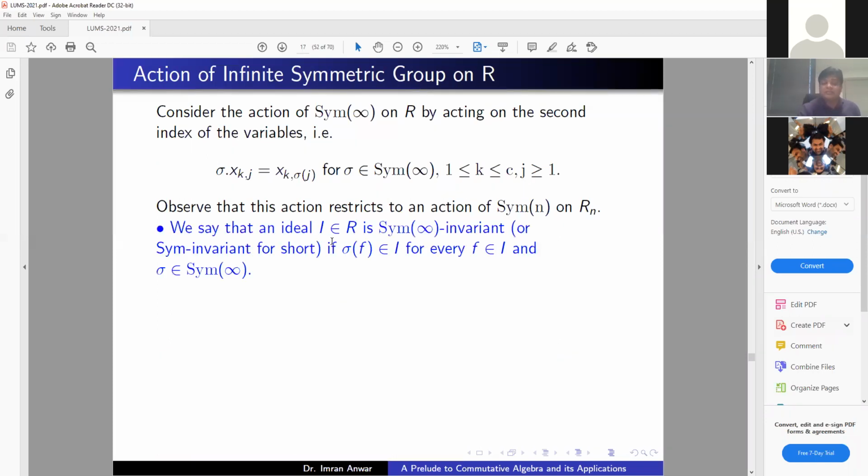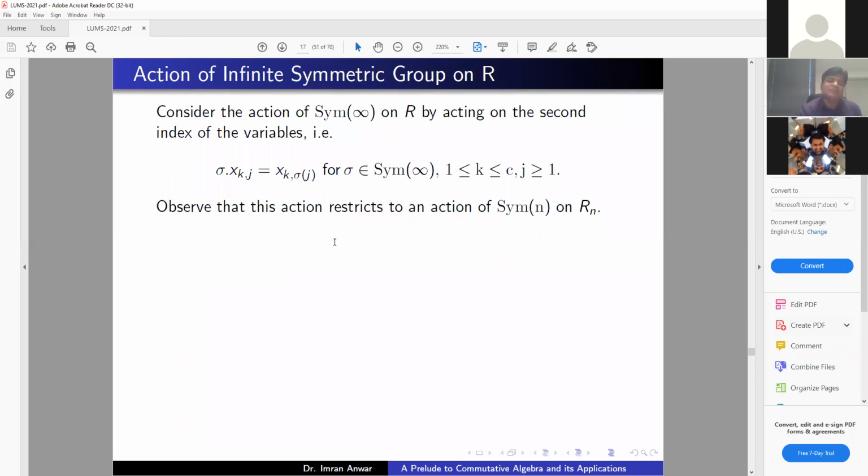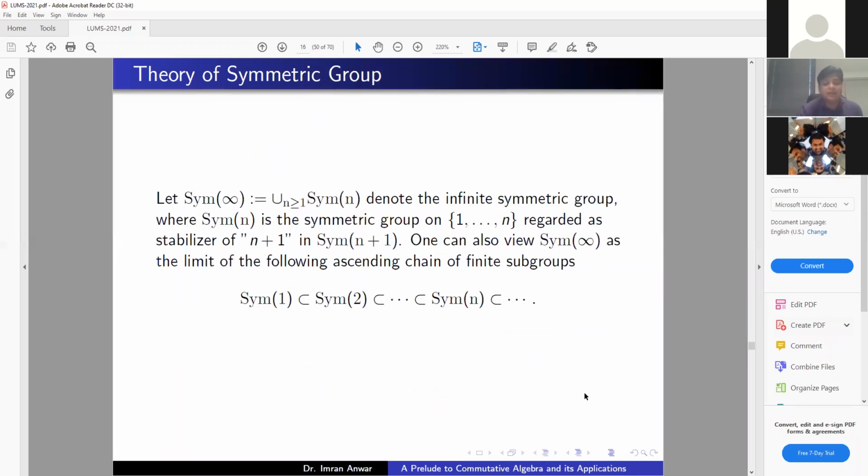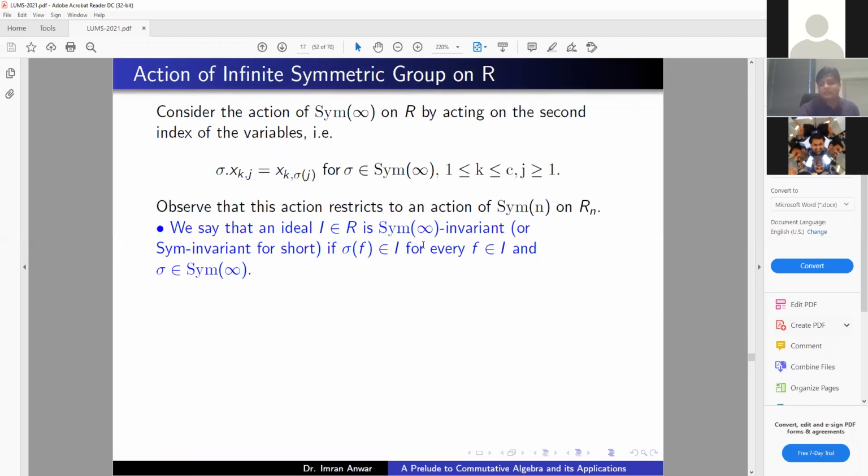Now the interesting part is that this structure is quite a vague structure. You can see the structure of R is like this one. This is the way to look at R, rather than this one; we prefer to look at it in this way. So any ideal in R is going to have these kinds of labels I1, I2, up to In, and so on. And we say that an ideal in R is Sym-invariant, Sym-infinity invariant, or Sym-invariant for short.